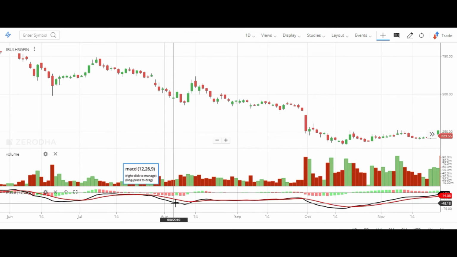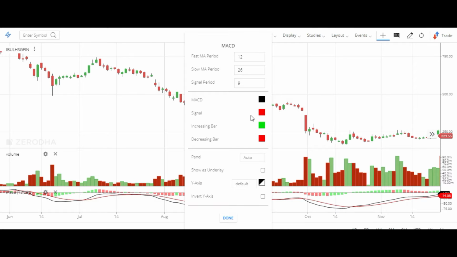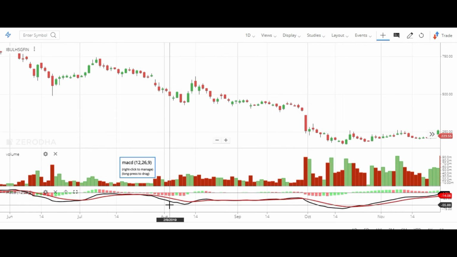Okay, so here if we look at these both, one is the signal line, it is indicated here. The signal line is red and MACD is black, right? Okay, no questions here. So the black line is MACD, red line is signal line. MACD is the convergence and divergence of slow moving average and fast moving average. The signal line is very simple: a 9 period moving average of the MACD line. That's it. There are no complications here.